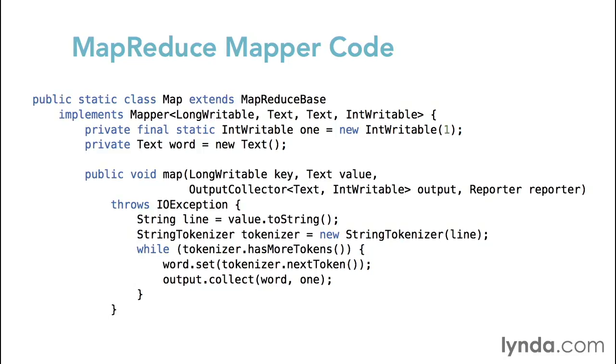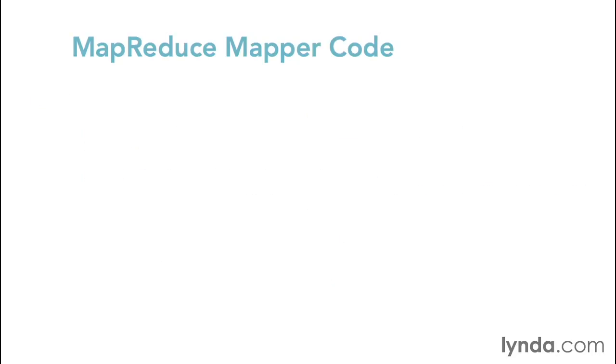And then you have a while loop while the tokenizer has more tokens. Then take the word and set the tokenizer to the next token, and then collect in the output collector word and 1. So what this does is this runs on each one of the physical nodes, and it takes the chunks of text from the HDFS file system by default, and then breaks them into a set of key value pairs, the text of the word and the number 1. So the next part of this is the reducer code.